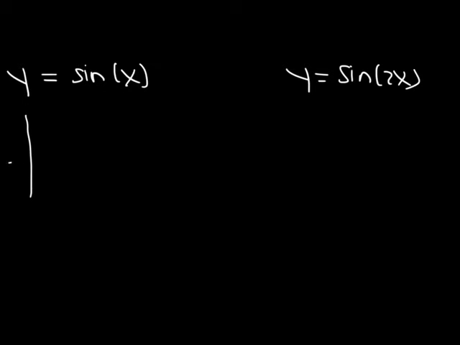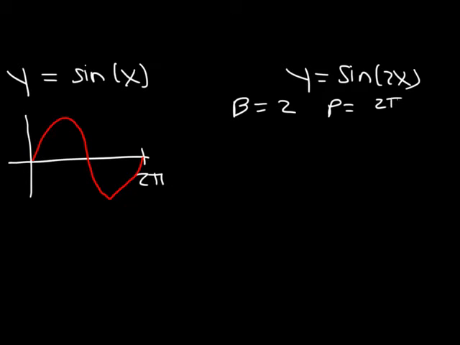Now let's go ahead and graph these two functions, sine x and sine 2x. Let's see what effect b has on the graph. Now we know the general shape of sine x. It has a period of 2 pi, and for the most part it looks like this. Now if b is equal to 2 in this example, the period is going to be 2 pi divided by b, so the period is pi.